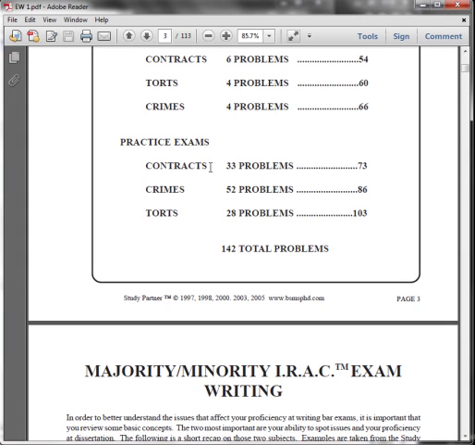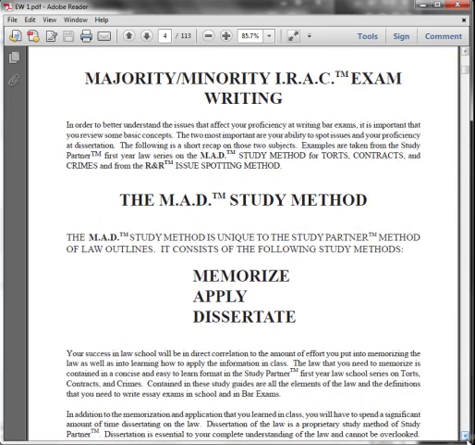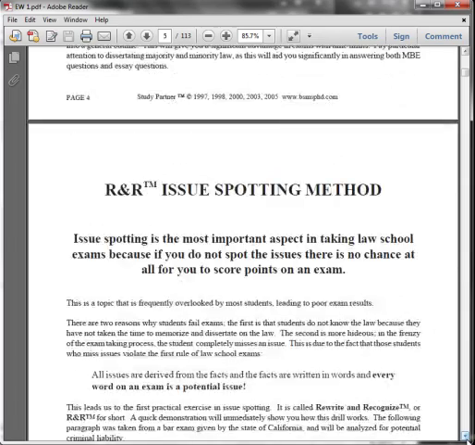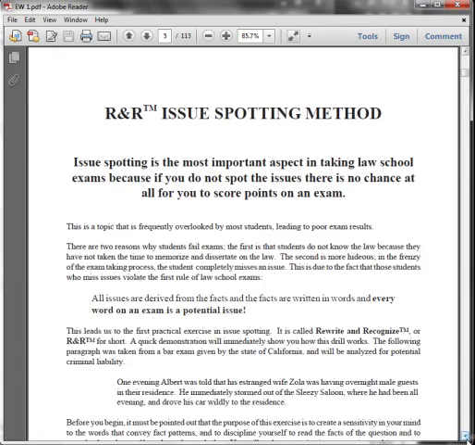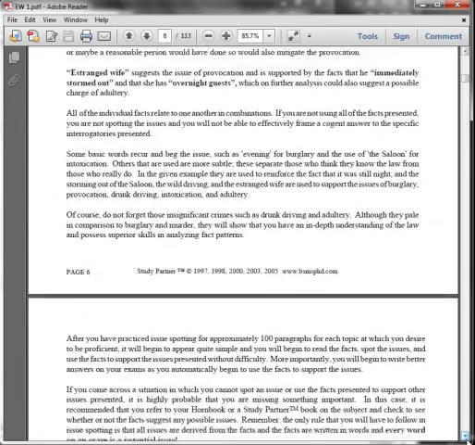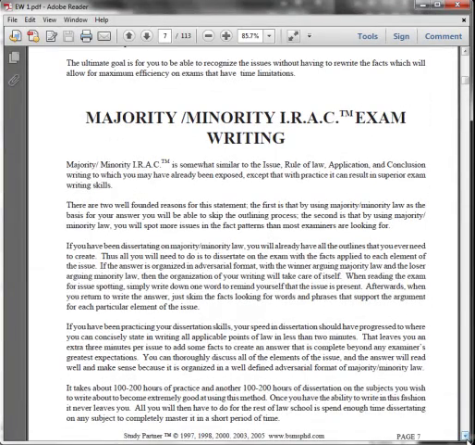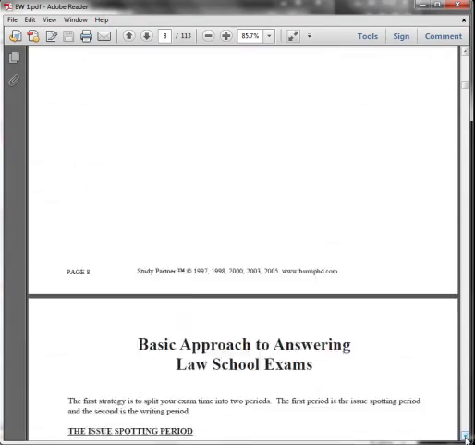Now, we do talk about some of the methodologies we use in our system, the M.A.D. study method, using majority and minority law, IRAC exam writing. There's some information about the read and rewrite issue spotting method. These are all systems related. They're all related to the fact that once you learn the M.A.D. system of learning complex idiomatic information, you've got a big leg up in the world and in life in general because you will be able to learn practically anything you want at will. And it's extremely important that you learn this M.A.D. methodology because it will change your life.